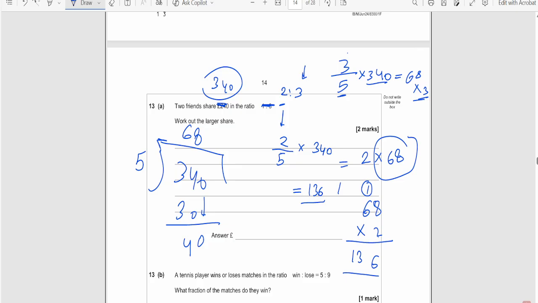3 times 6 is 18. 20. Is it 204? Yes, good. That's correct. Okay.